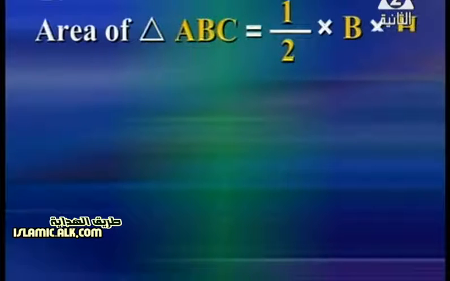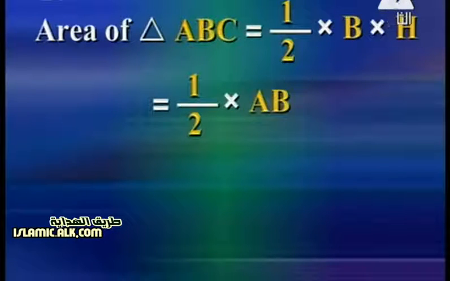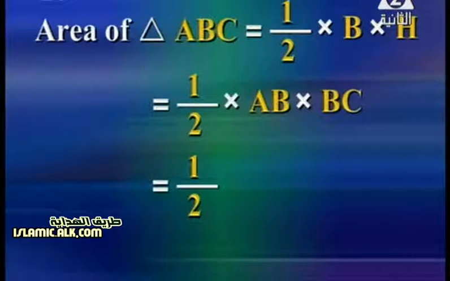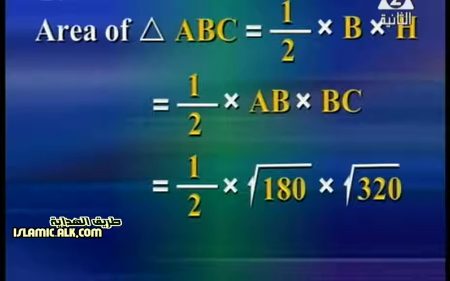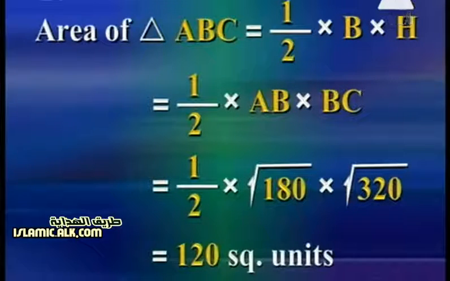Then what about area of triangle? Area of triangle ABC equals half times base times height. What about the base and the height? Yes, the base is AB and the height is BC, as they are perpendicular. So it is equal to half times AB times BC. Then it is equal to half multiplied by, what about AB? Square root 180. What about BC? It is square root 320. By finding their product, you are going to obtain an area as 120 squared units.